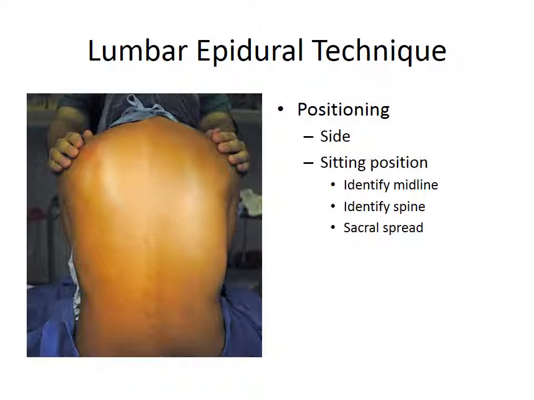Positioning is tremendously important to help identify appropriate landmarks in midline. The sitting position makes it easier to identify midline and the spine in obese patients. It also aids in the spread of local anesthetics if administered for the second stage of labor to reach the sacral nerve roots.